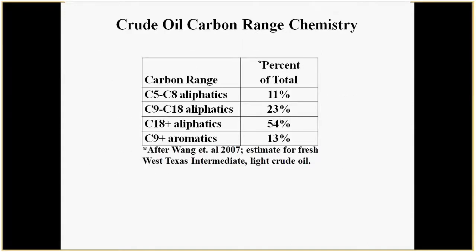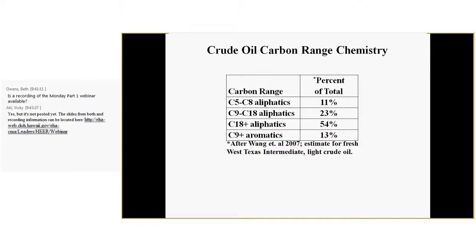Here's a crude oil carbon range chemistry. This is actual data that was published for fresh West Texas Intermediate light crude oil. A little bit of C5 to C8 aliphatics, mostly dominated by your middle range C9 to C18-plus aliphatic compounds, and a little bit of heavier aromatics. So it looks kind of like diesel fuel, but thicker. Again, the lighter range aliphatics are the most volatile, so it's not a big surprise that the vapors are dominated by these.